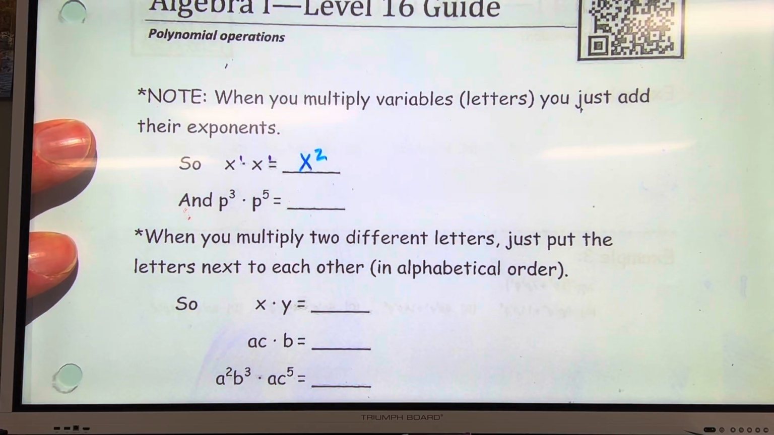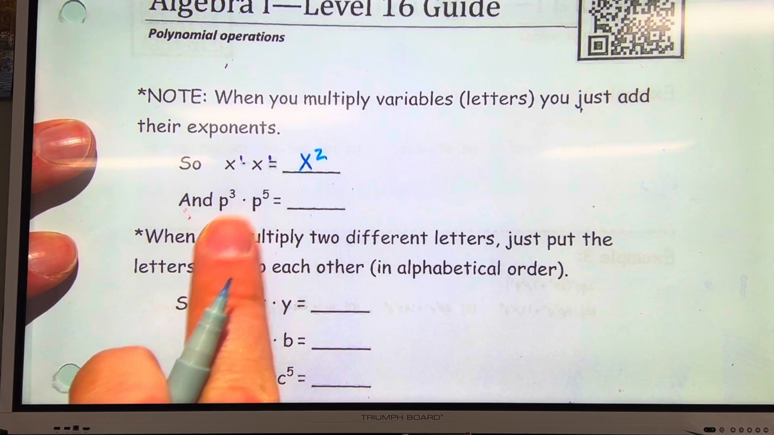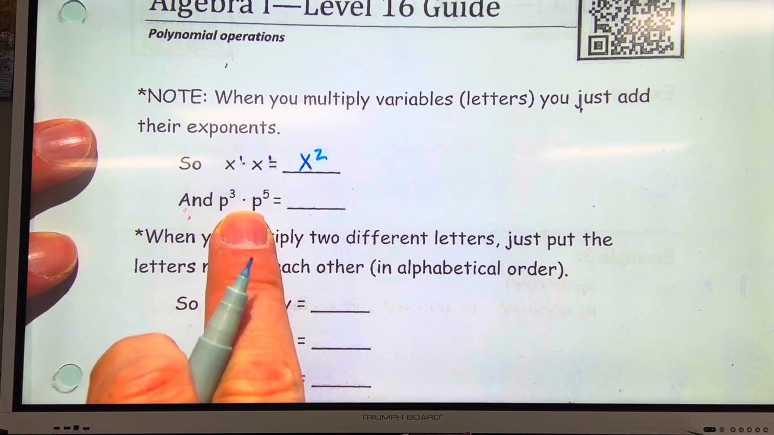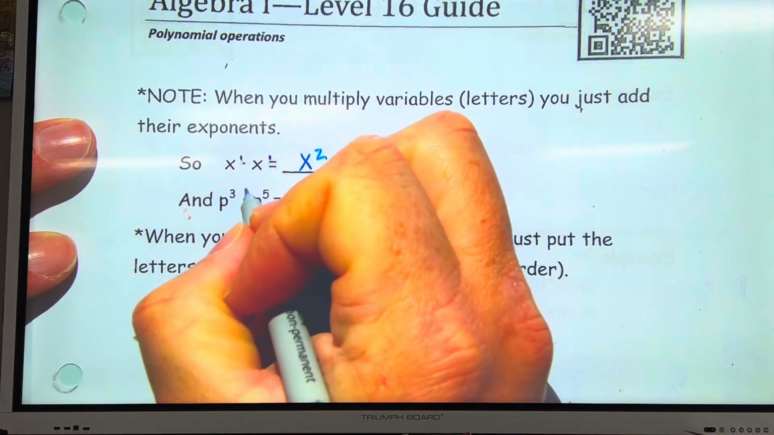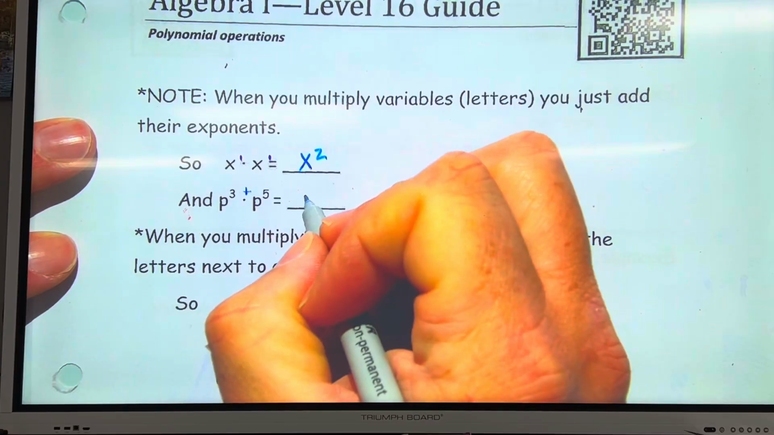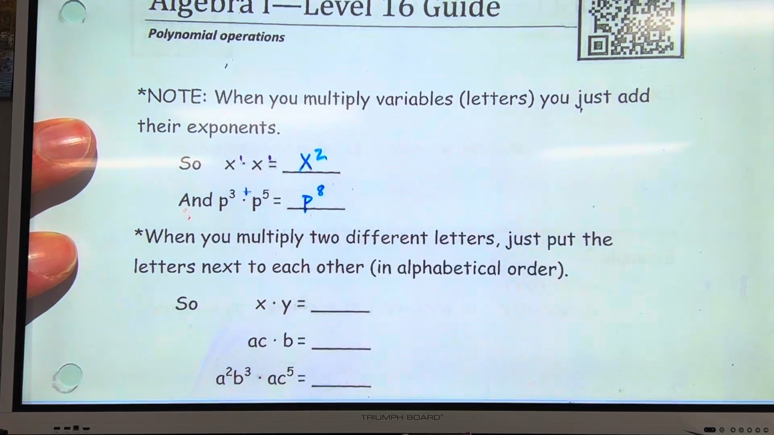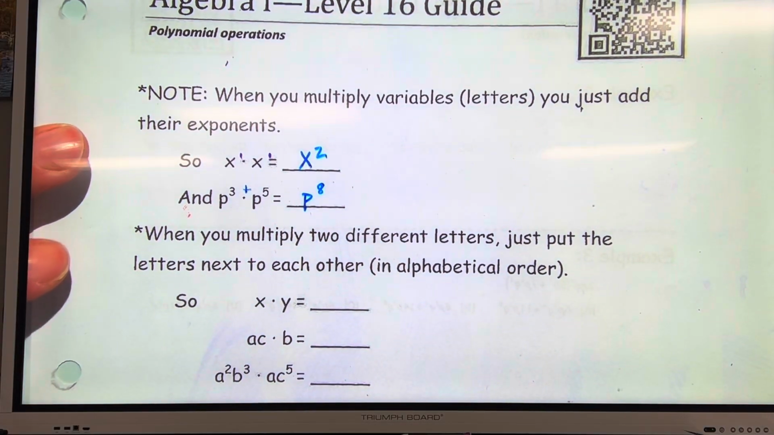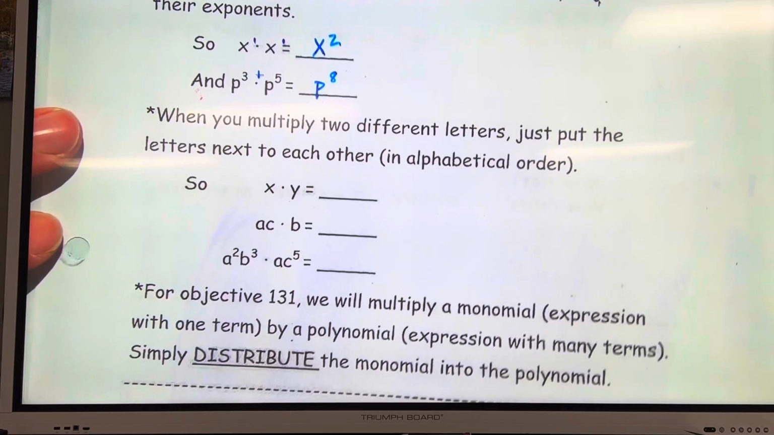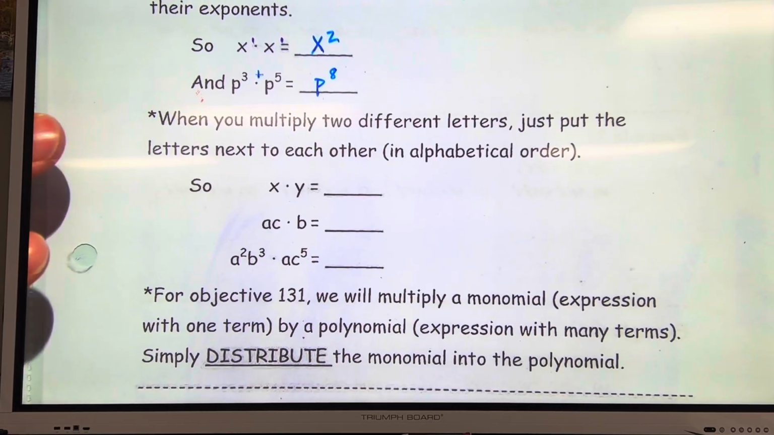Now we go P3 times P5. So we're just going to add these together. 3 plus 5. So that's going to give me P to the 8th power. That's real simple. Now, when you have different letters, you're just going to put the letters in alphabetical order.